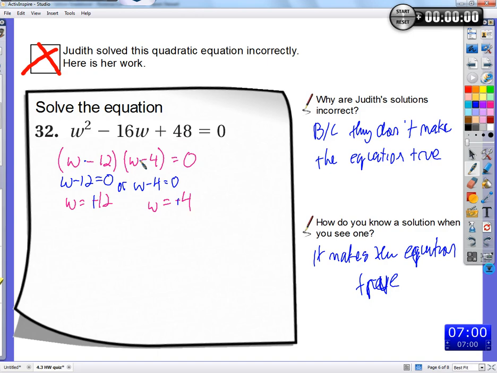Okay, yes. So you're kind of taking what Dakota said and maybe going a little bit farther. Because when you put 12 in here, the definition of solution is that we can take 12, put it in the original equation, and it works. Well, it should work here too. When we put 12 in there, we get 12 minus 12 is 0.